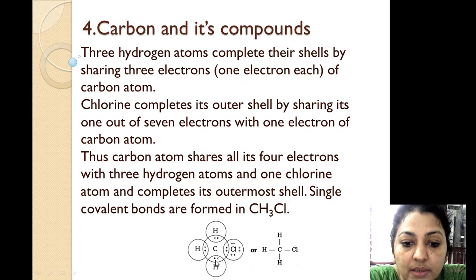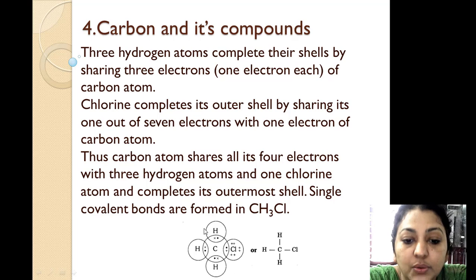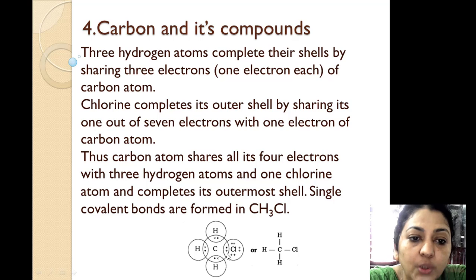See here. So the hydrogen atom needs 1 more electron, so they are sharing with carbon atoms. 3 electrons of the carbon atom are making bonds with each hydrogen atom. And the 4th valency of carbon is making a covalent bond with the chlorine atom.